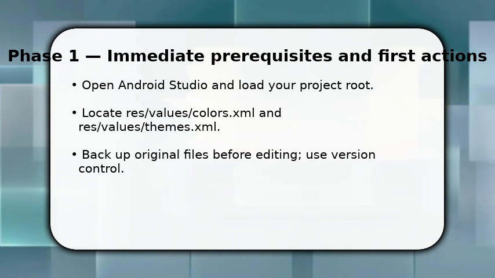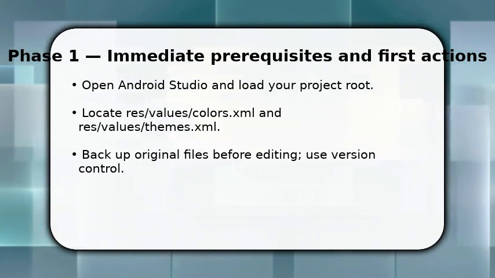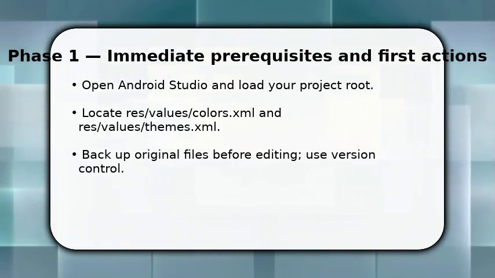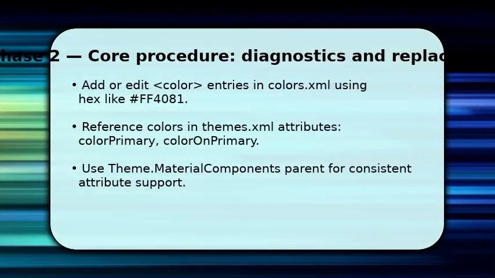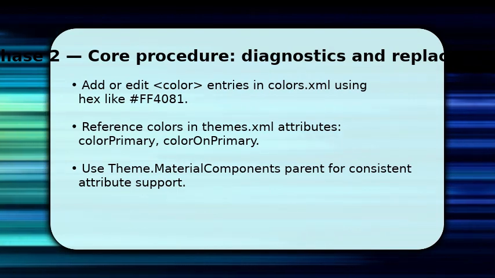Now, prepare to add or modify color entries. This is the first actionable step to change your app's appearance. You now edit the color resources and connect them to the theme. In colors.xml, add or change <color name="my_accent">#FF4081</color> because hex values give precise control.